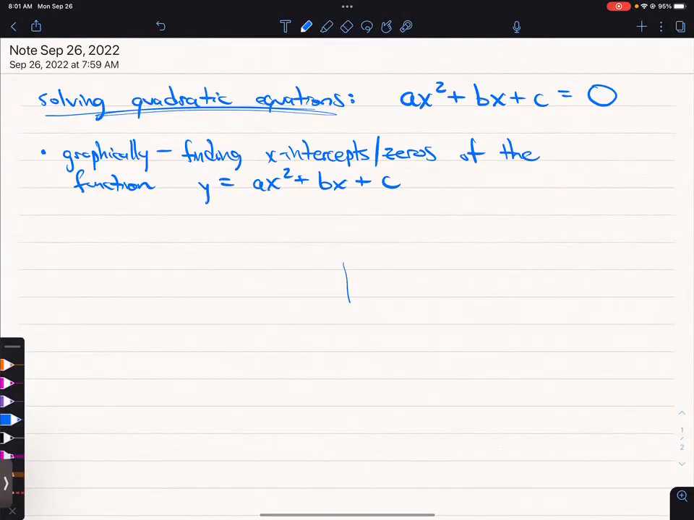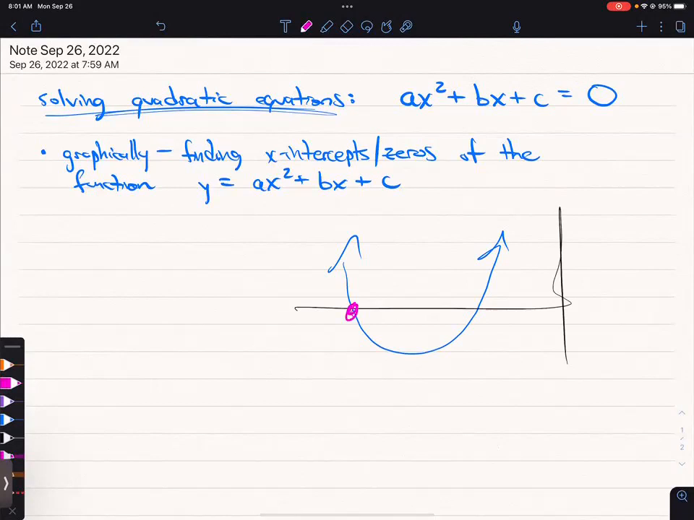Because if we're looking at this as a function, then setting it equal to 0 means figuring out where these points happen, right? Thinking about the left-hand side, the quadratic part of this, as a function, then you're also thinking of the right-hand side, 0, as a function. y equals 0 is just the x-axis. So graphically, that's what the interpretation is.